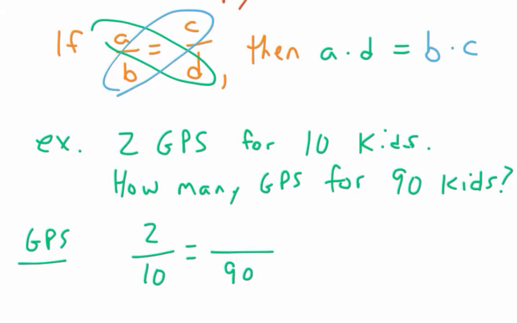So the top was my number of GPS receivers. The bottom was the number of people, the number of kids. So then if I had 10 in the denominator before, 10 kids, I need to put the 90 kids in the denominator, and then an X in the numerator.